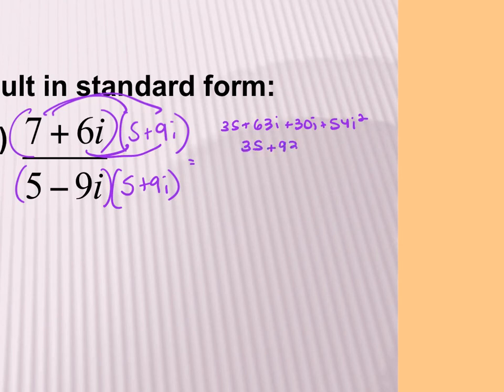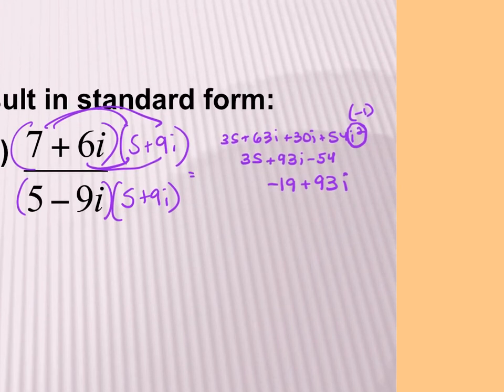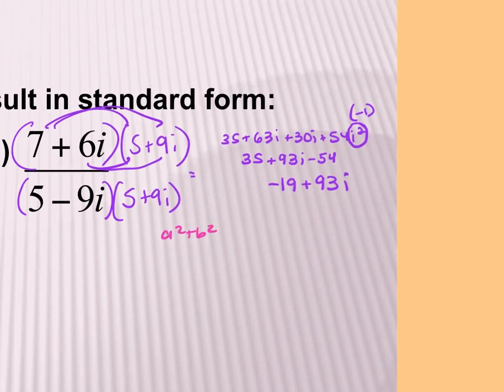35 plus 93i, the i squared becomes negative 1, so minus 54. And I get negative 19 plus 93i in my numerator. With me so far? Denominator, I could FOIL out or use my shortcut, a squared plus b squared. The a is 5, the b is 9, put a plus between them, 25 plus 81, 106.